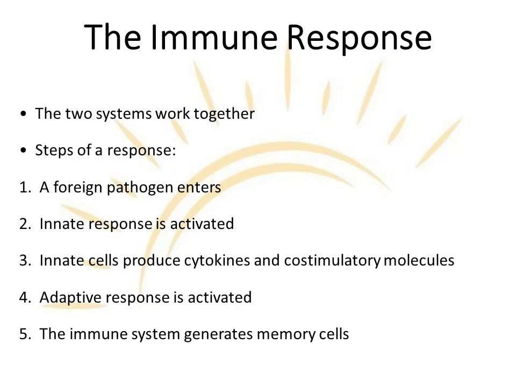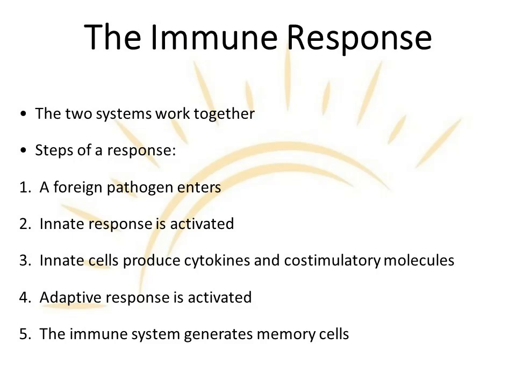The immune response. The innate and adaptive systems work together. The innate response provides immediate defense and instructs the adaptive response on what type of reaction to mount. Steps of a response. A foreign pathogen enters. Innate response is activated, with rapid phagocytosis and antimicrobial activity.